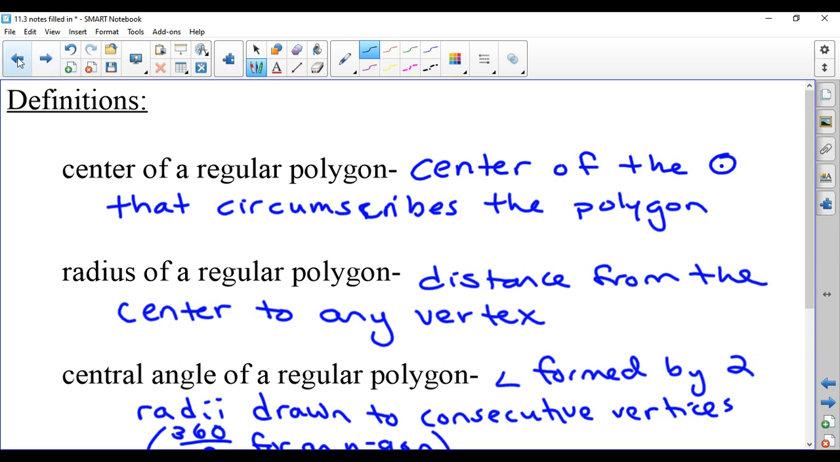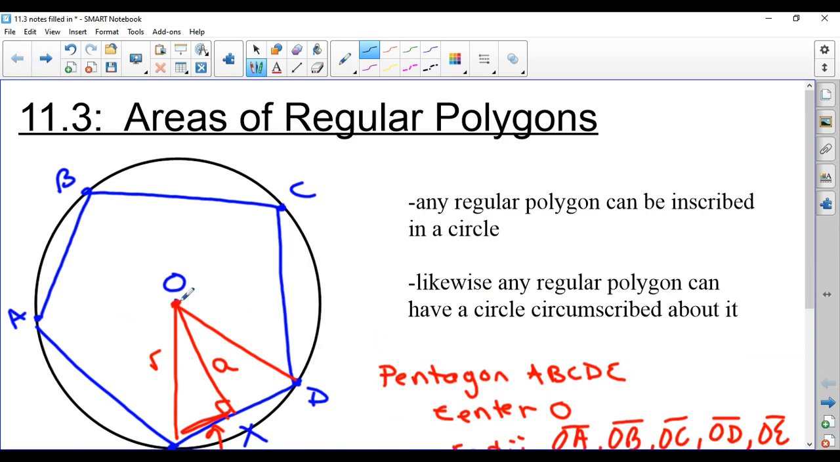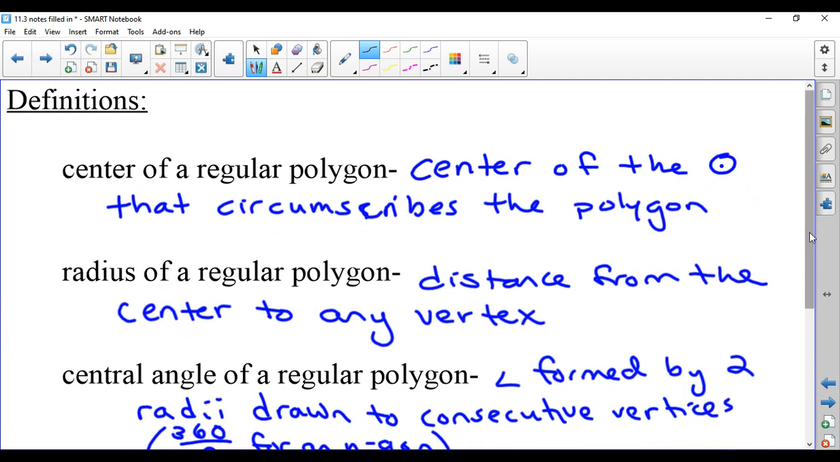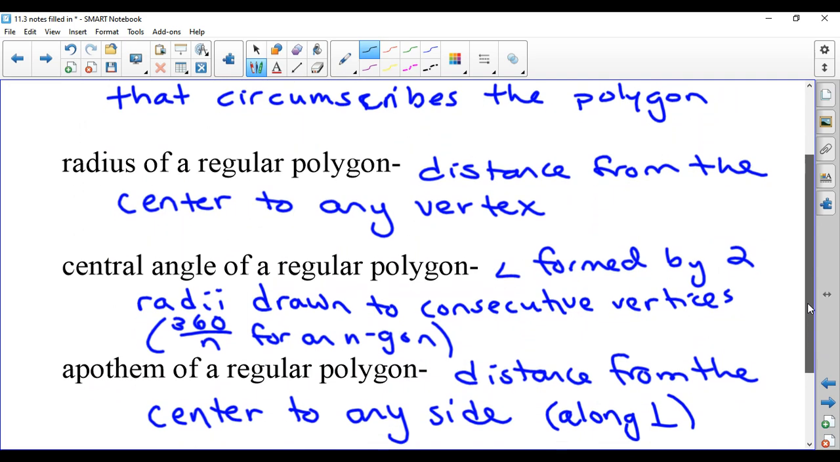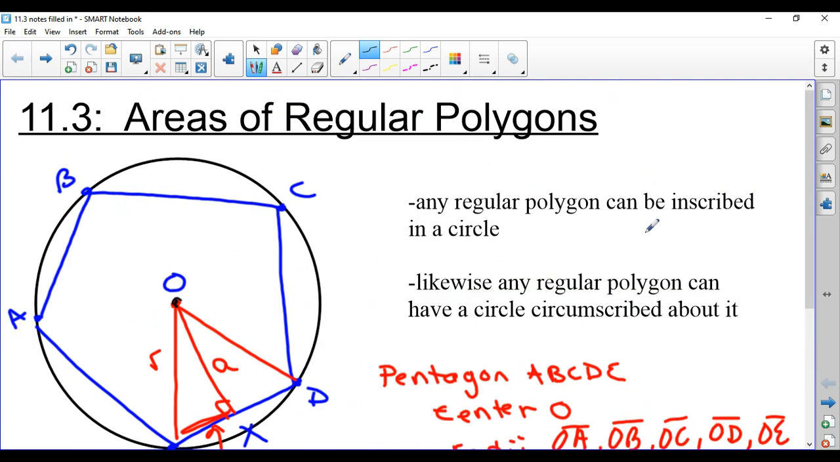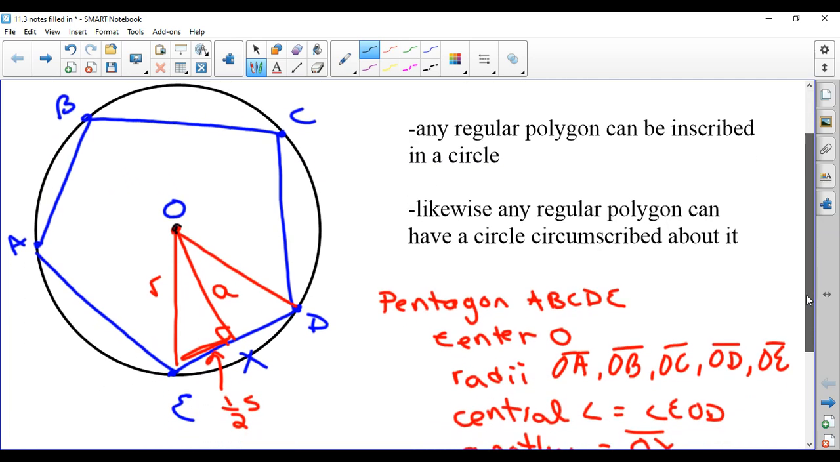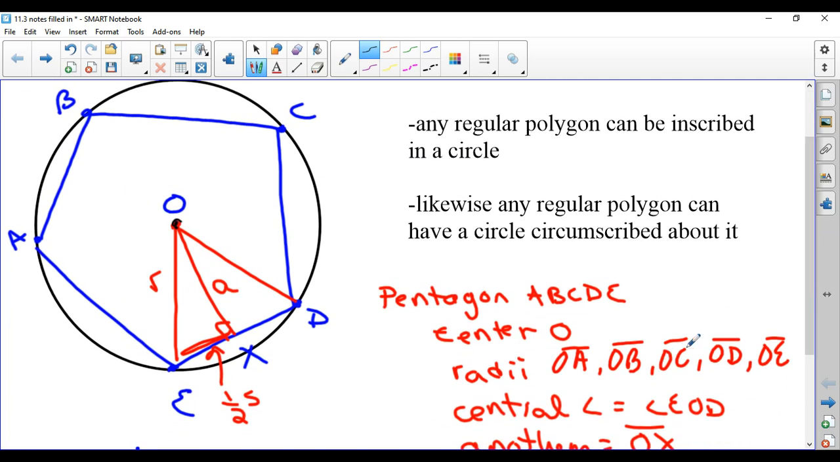In this diagram, we had circle O with a pentagon ABCDE inscribed in it. So O is also the center of the pentagon. The radius of the regular polygon is the distance from the center to any vertex. So again, in this picture, we can draw radii from O to A, O to B, O to C, O to D, and O to E.